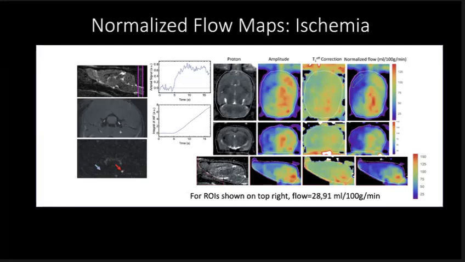So, kind of a long slog to get there, but I think that we can use the properties of diffusible contrast to get a fairly robust normalization of the flow. And we can detect flow in these ischemic models and so forth. And so that's sort of where it is.